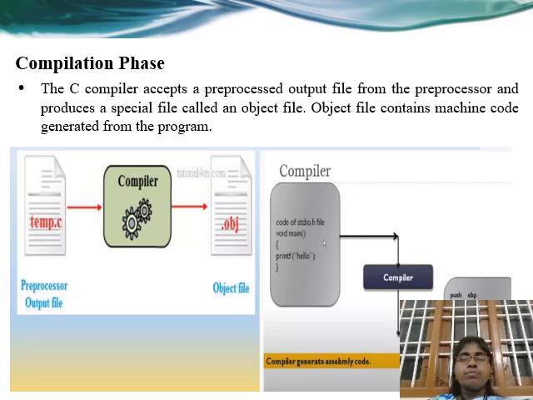The C compiler accepts a preprocessed output file from the preprocessor and produces a special file called an object file. The object file contains machine code generated from the program. The preprocessor output file goes to the compiler, and the compiler saves the source code of the file into the object files. Then the compiler generates the assembly code of the program.